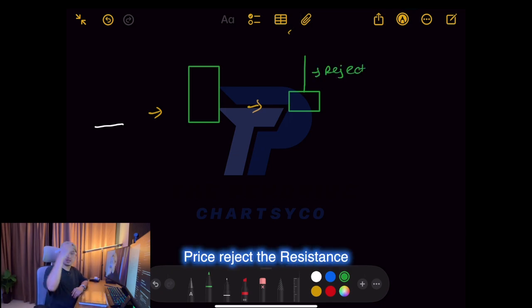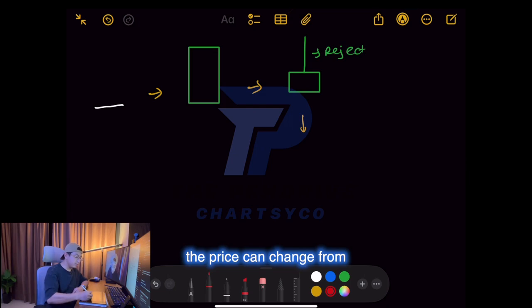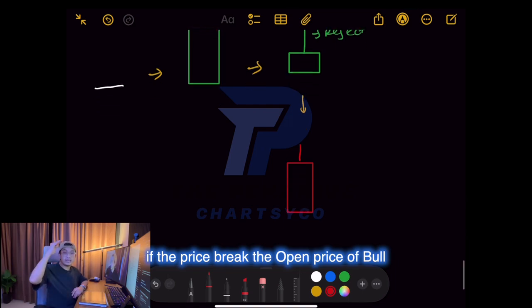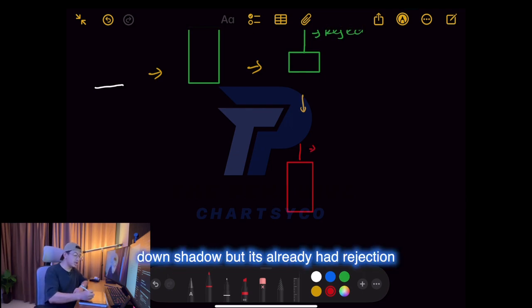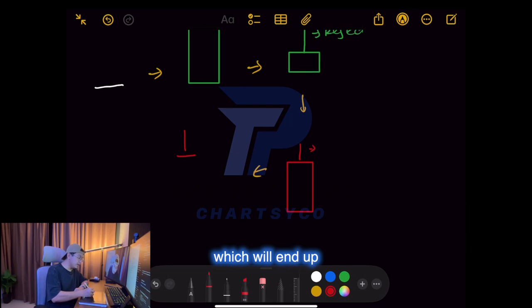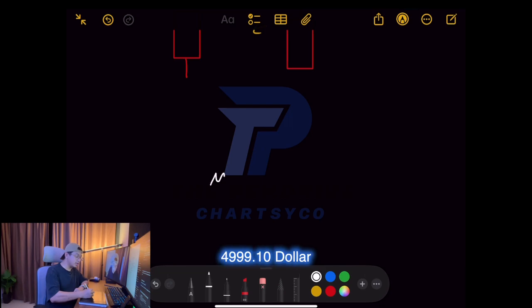Price will reject the resistance, and then the price can change from the green candle to a red candle if the price breaks the open price of the bull. But it still doesn't have a down shadow. It already has the rejection at the top, but it doesn't have a rejection at the bottom. And lastly, it will create the balance, which will end up making the bottom shadow. So if you take a look at the line chart, normally it's like going up, going down, and then close.